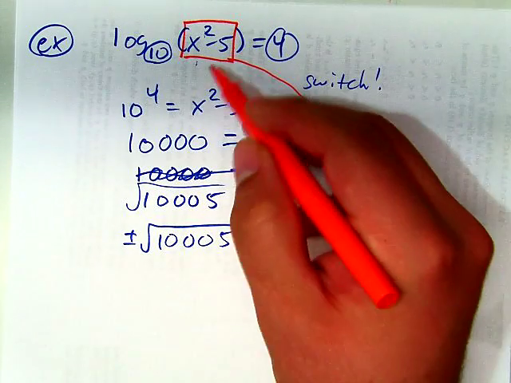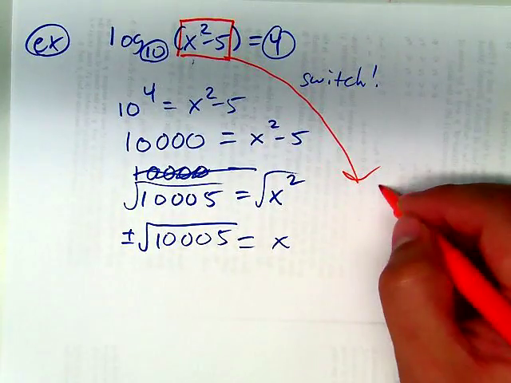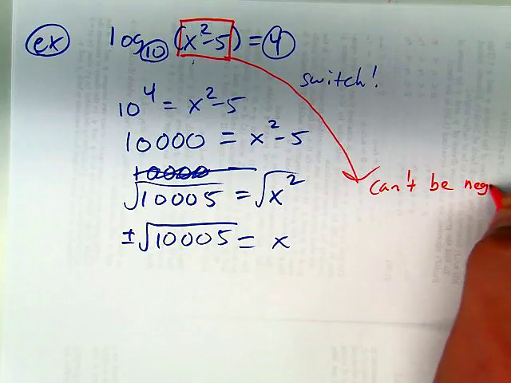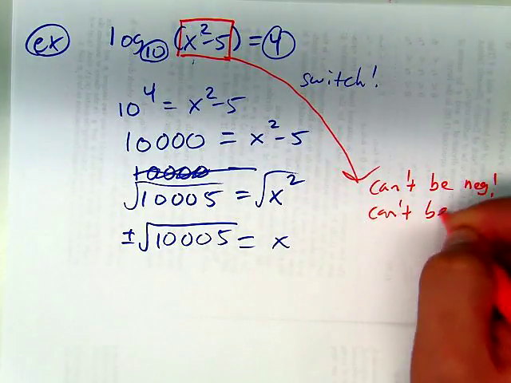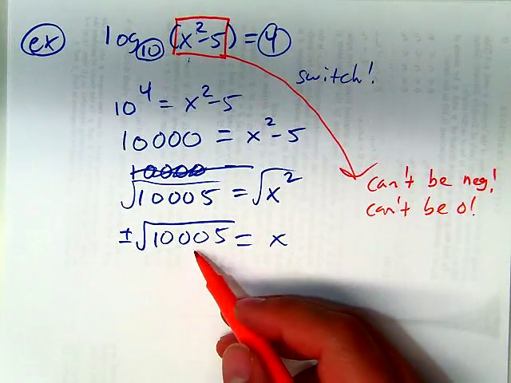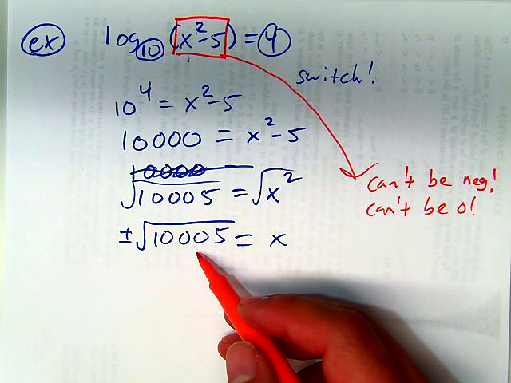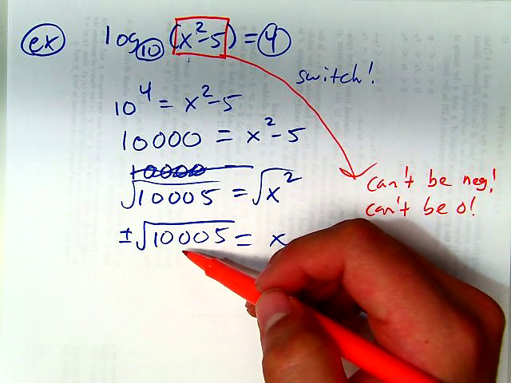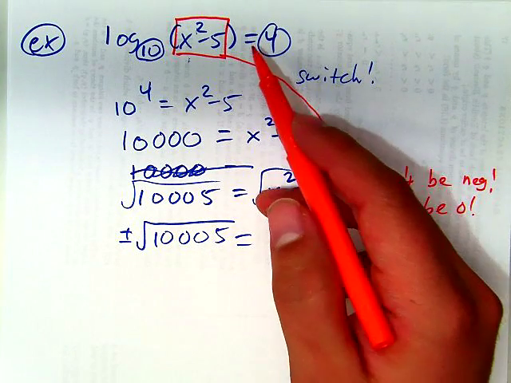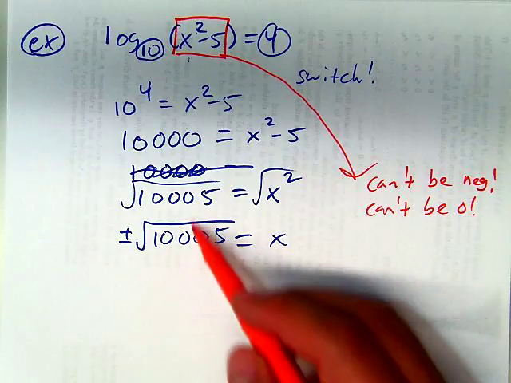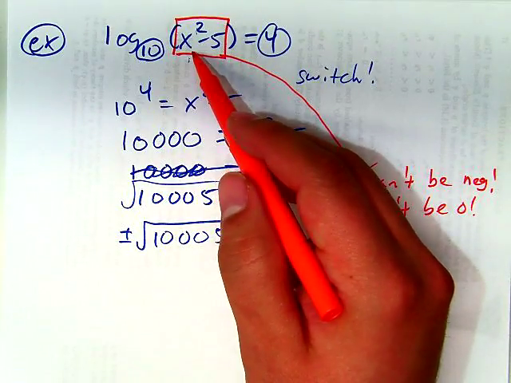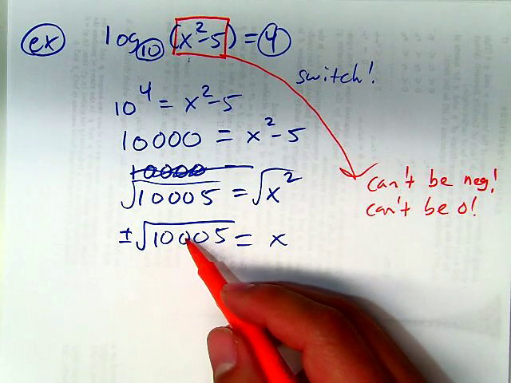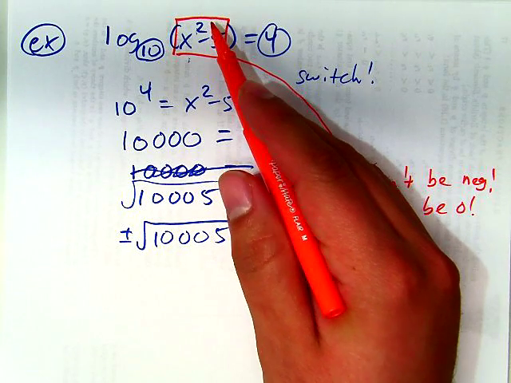Now, when you're solving log equations, remember that inside of the log, the argument can't be negative and it can't be 0. So when you solve, it's a good idea to double check real quick to see that your answers make sense. And sure enough, when you square either one of these, you get 10,005, and certainly you can subtract 5 and you're going to be okay. If you were to plug one of these answers into this argument and you get a negative answer in here, then you would throw away the answer that gave you that negative inside the log. Okay, so you always got to be on the lookout for that.